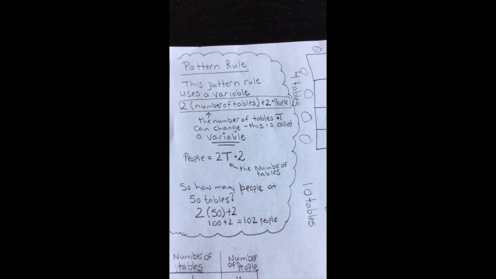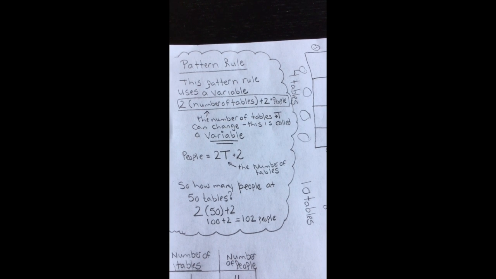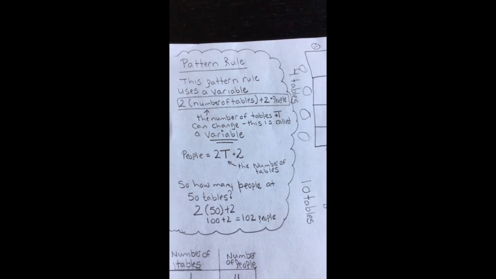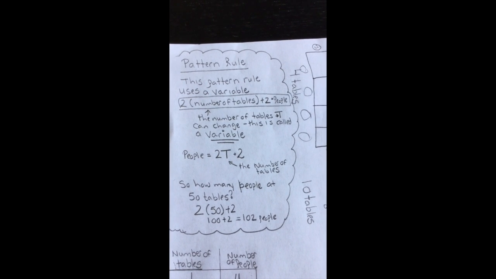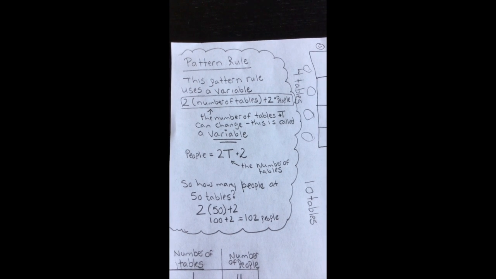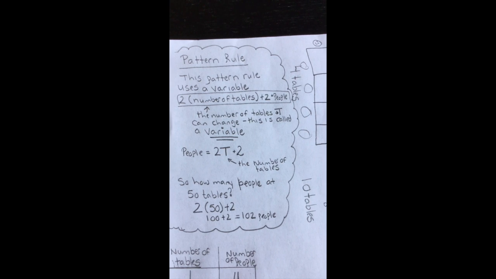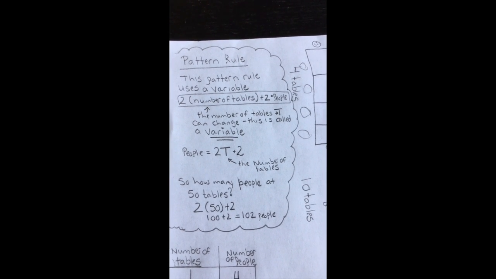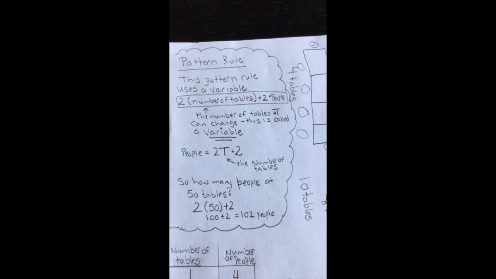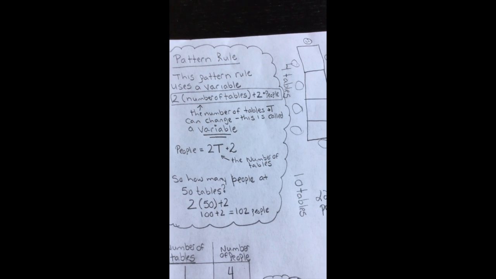So our equation is the number of people is equal to 2t, remember T is the tables, plus 2. So you can use this formula, this equation, for any number of tables in the restaurant. So how many people at 50 tables? 2, and I replace the t for tables with the 50 because there's 50 tables. So 2 multiplied by 50 plus 2 is 102. 2 times 50 is 100. Add the extra 2 people, 102.